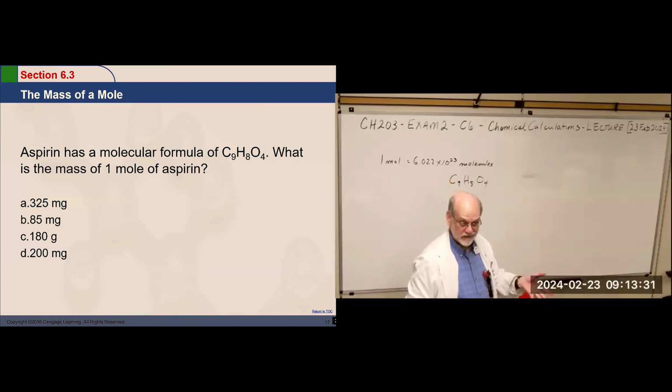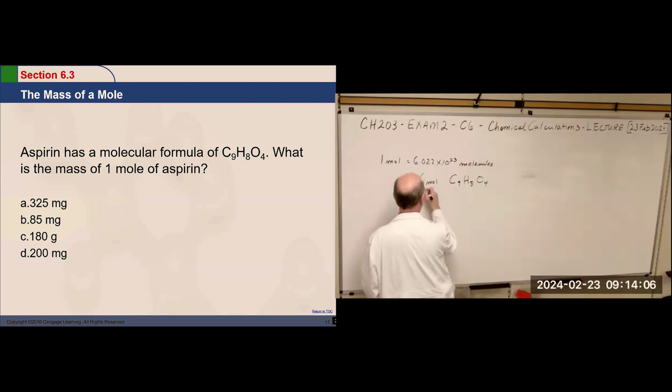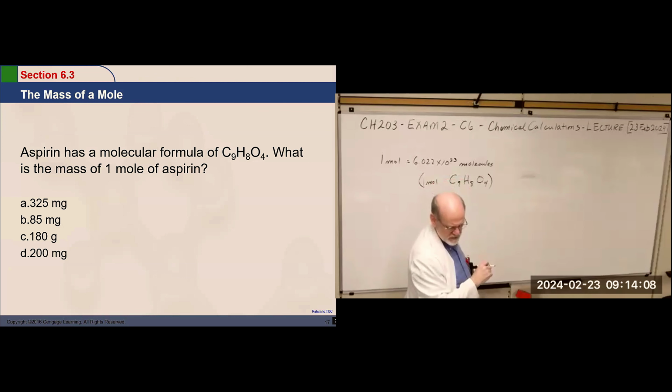Antipyretic, I think it's called. Okay, so if we have 1 mole of aspirin, the question is the mass of 1 mole. We just want to calculate 9 times 12.01 for carbon, and 8 times 1.01 for hydrogen, and 4 times 16 for oxygen, and just add them together. Should be 180 grams.